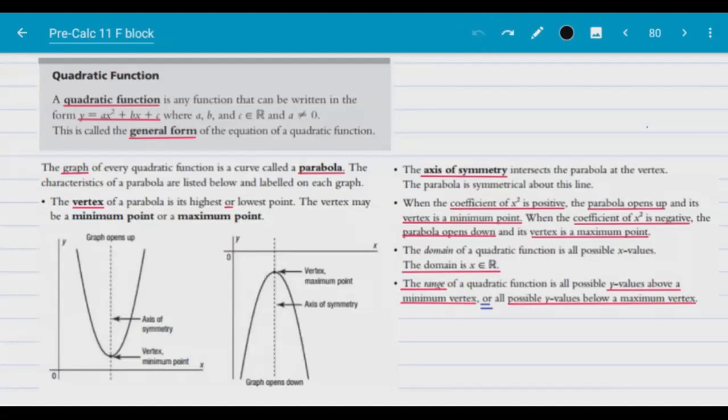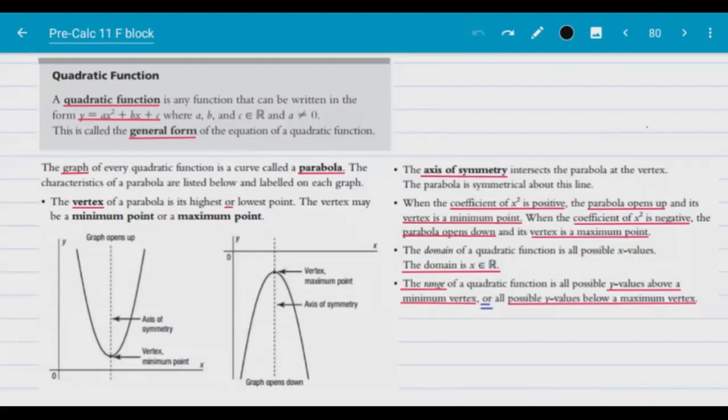Okay, what else? So the axis of symmetry is defined as the line that intersects the parabola at the vertex. It is sort of drawn vertically such that it cuts the parabola into two equal parts. That's why it says the parabola is symmetrical about this line. So in this case, right here, if this is your axis of symmetry, the left side of the parabola, which is this one, is the same as the right side. It's like a reflection, okay? So really, the axis of symmetry cuts the parabola into two equal parts or sort of, okay?